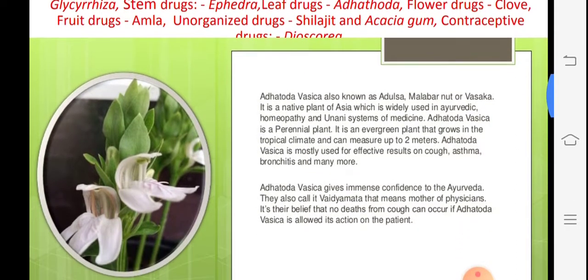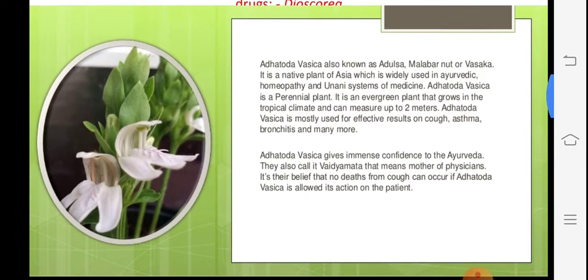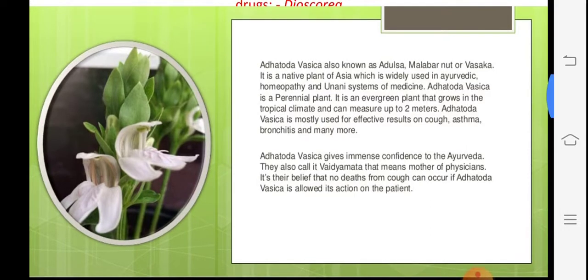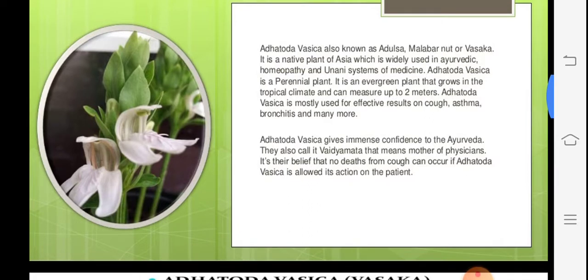So Adhatoda, in Marathi, is called Adulsa. It is the common name. It is commonly found in our Malabar region, that is, this south India portion, and basically it is native to Asia. It is used commonly in the Ayurvedic, homeopathy and Unani drug systems. Already we know about these systems.